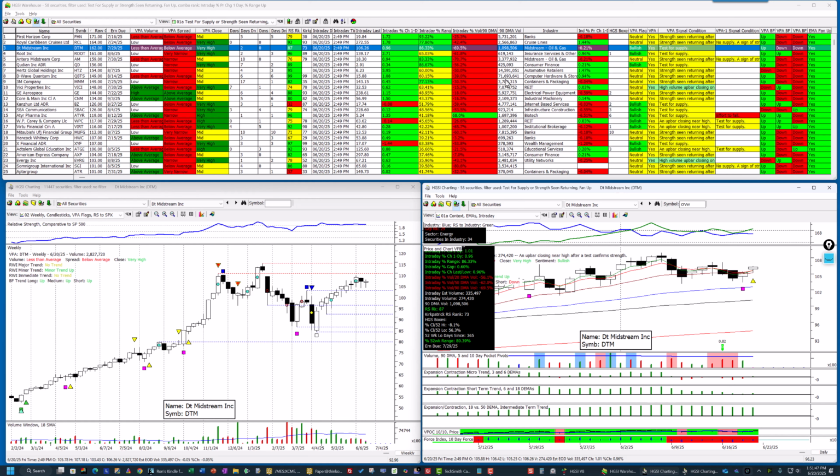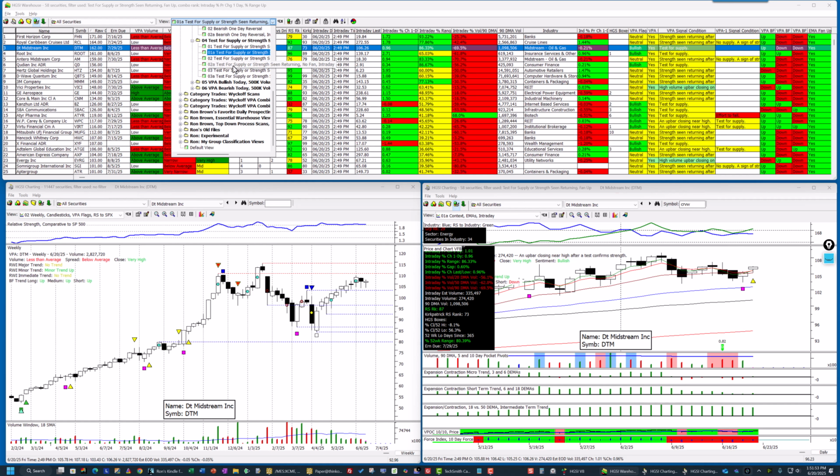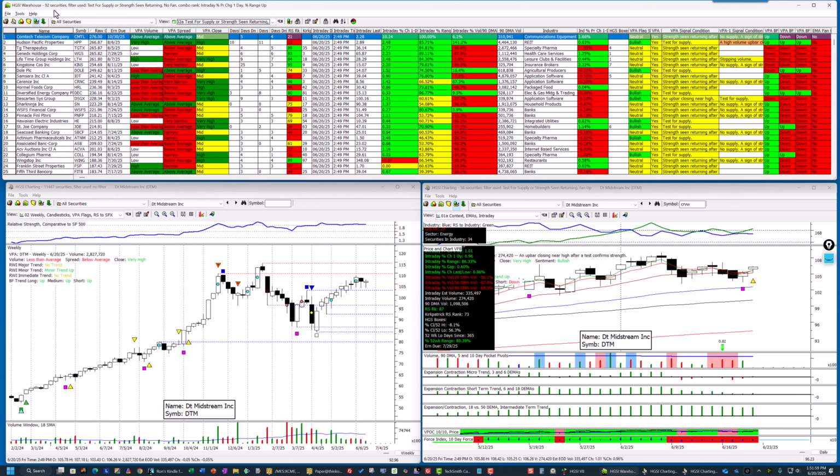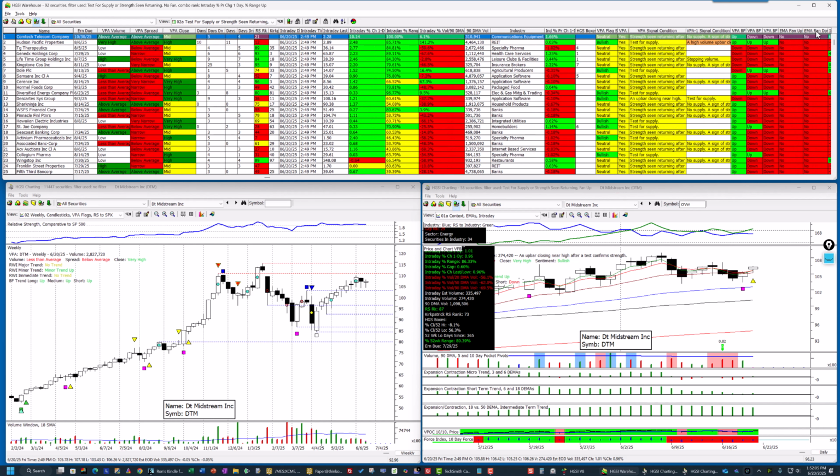Now let's move down to the next one, test for supplier strength seen returning, no fan intraday. There are 92 of these. It means there's neither an up fan nor a down fan right here. If you look at these columns, it says no on both of them. So these are not trending stocks.